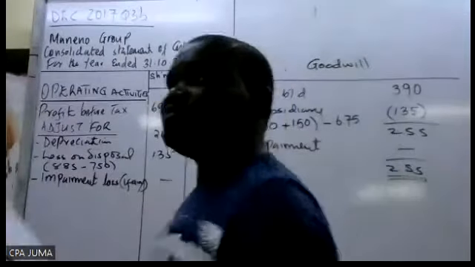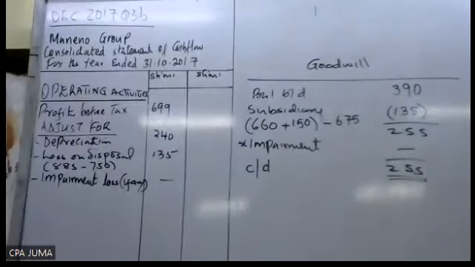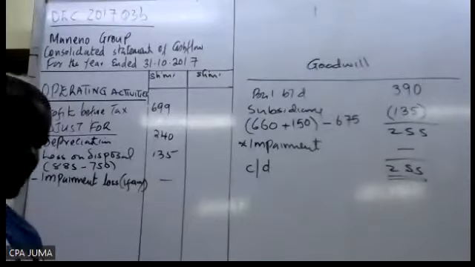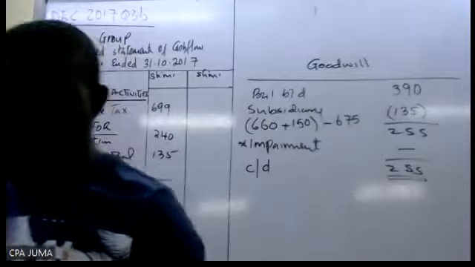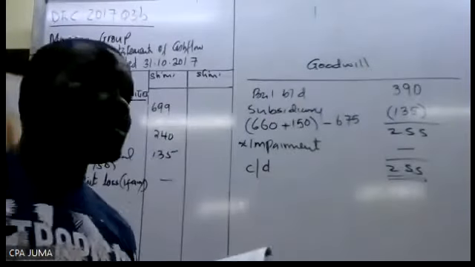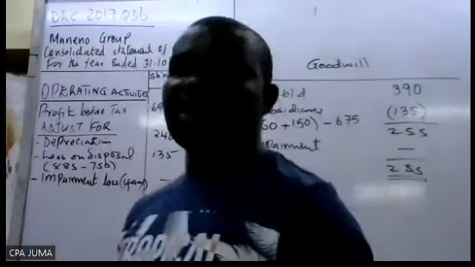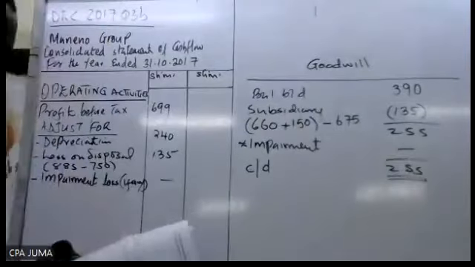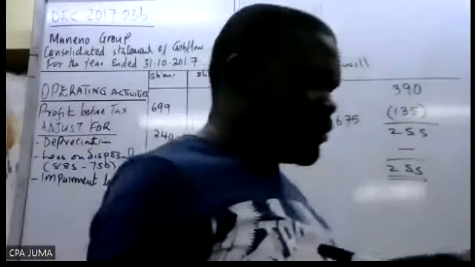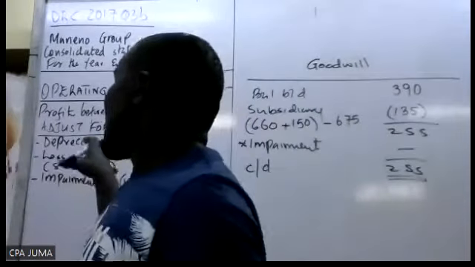Next. Let's continue reading. Now we are in note 4. Additional PPE was acquired by way of lease. No problem. Note 5, dividends paid by the holding company. Dividends will go to financing. Ignore. Land was revalued upwards. Revaluation will affect PPE. So nothing.